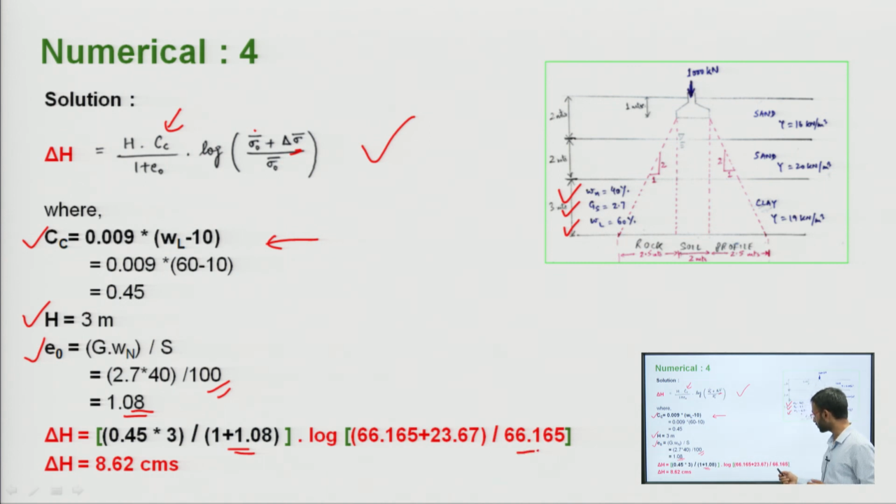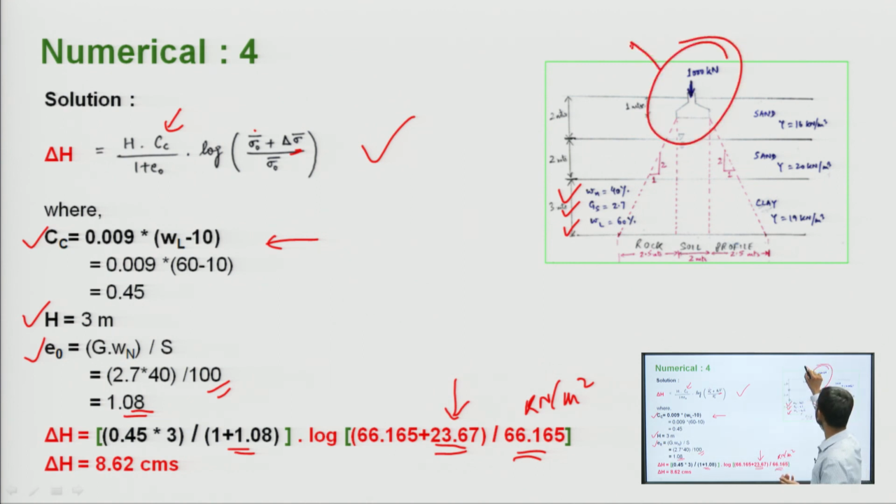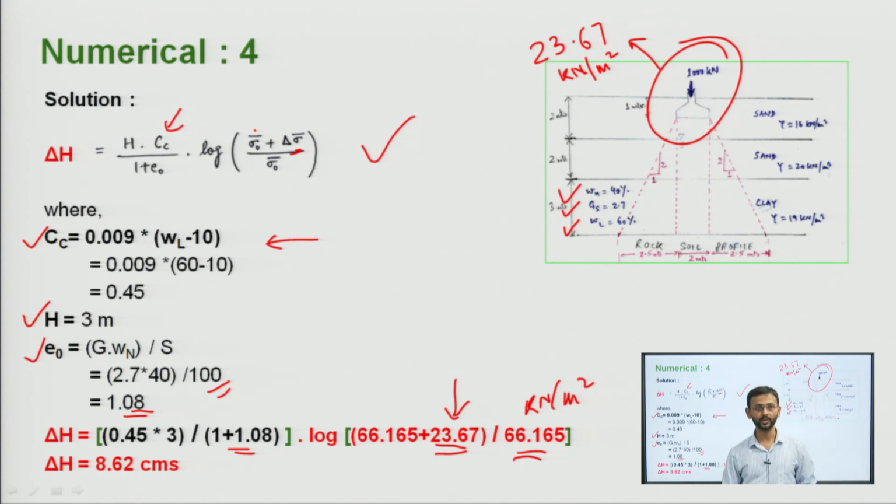The initial stress was 66.165, and also understand, not meters, it is kilonewton per meter square. The change is 23.67 on account of construction, because this is the change which will be brought by the construction of the foundation. This foundation was constructed, and due to this the load increased by 23.67 kilonewton per meter square. So, this was the change which was brought in. So, the delta H comes out to be 8.62 meters.